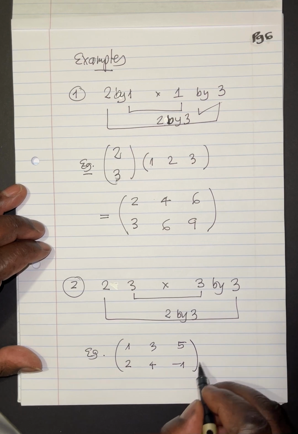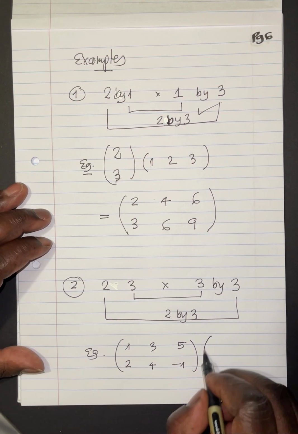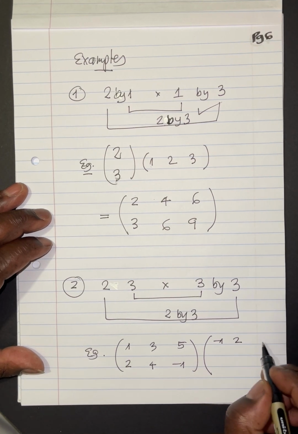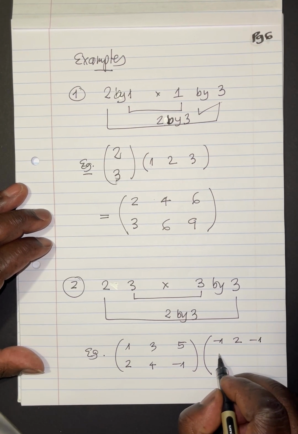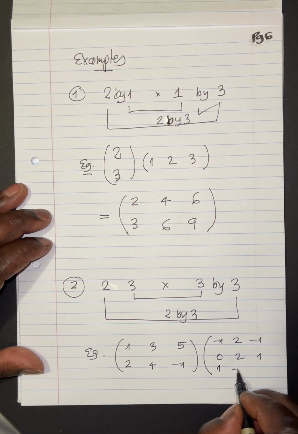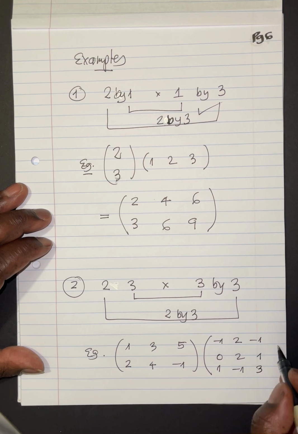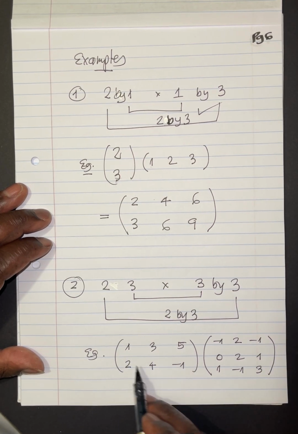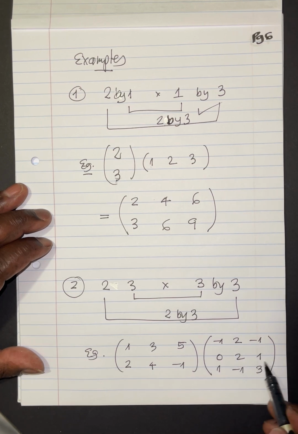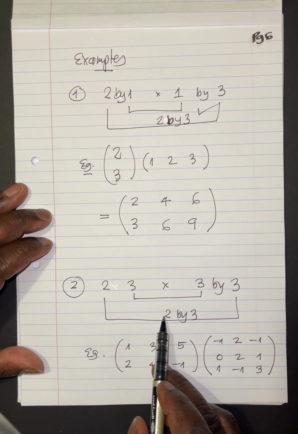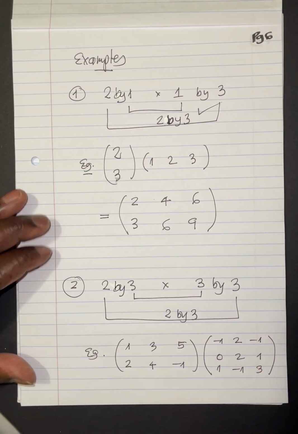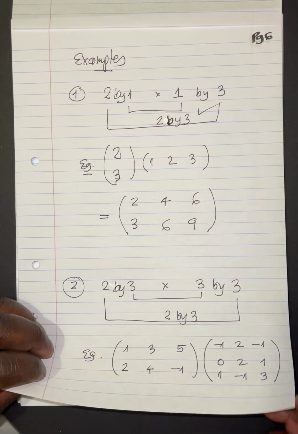We're multiplying this by, remember, a 3 by 3 matrix. So we have minus 1, 2, minus 1, and then we have 0, 2, 1, and then you have 1, minus 1, and finally 3. So this is a 2 by 3 matrix multiplying with a 3 by 3 matrix, and I'm saying we're supposed to produce a 2 by 3 matrix. Let's look at how this is done. Moving on to page number 7 here.